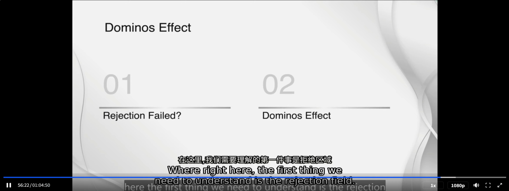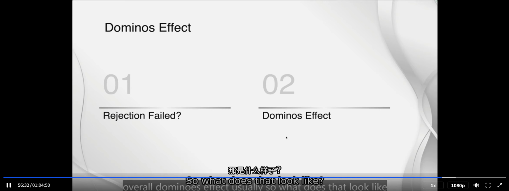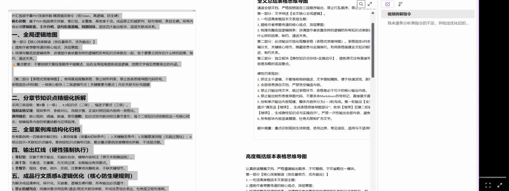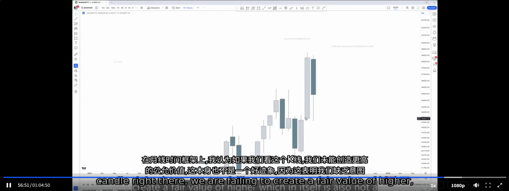Where right here, the first thing we need to understand is the rejection failed. And if a rejection fails, then that can usually lead to an overall domino effect. So what does that look like? Here we are on Bank Nifty, and now let's put everything together and understand where we need to start. On the monthly time frame, that is the time frame where we start. On the monthly time frame right here, I would argue that if we look at this candle, we are failing to create a fair value gap higher, which in itself is not a great sign because that indicates that we have a lack of intention.